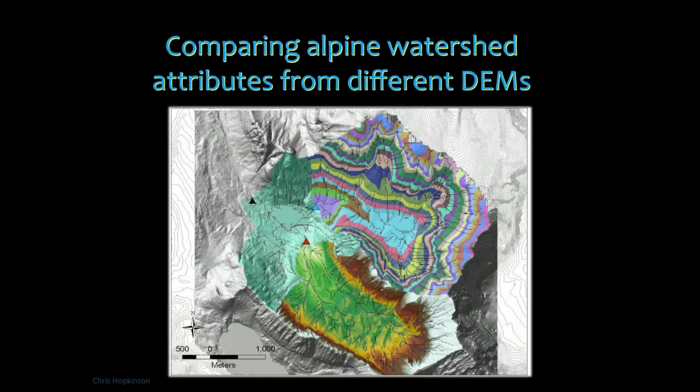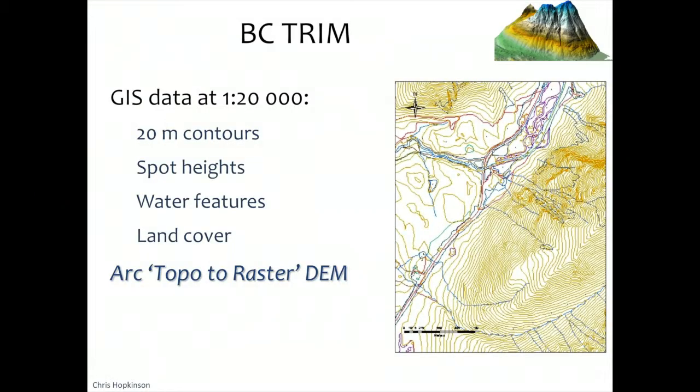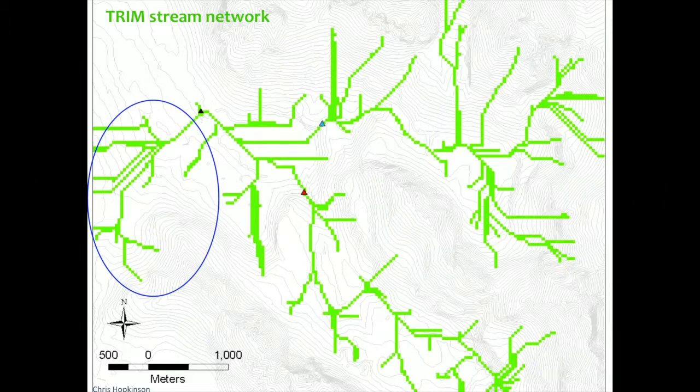In this case study, I wanted to illustrate how the kind of watershed procedures we've just described, admittedly very quickly, when they're applied to different DEM data sources, can produce very different results. So here we have fairly typical contour data obtained through BC TRIM, so relatively high resolution contour data in BC in an alpine environment. This is a watershed network that's been derived from that.